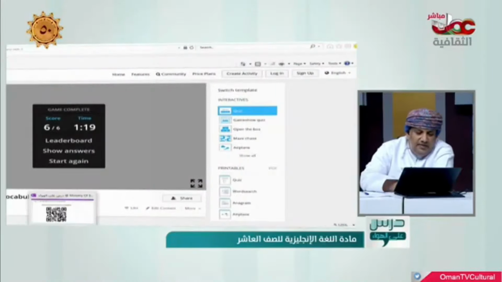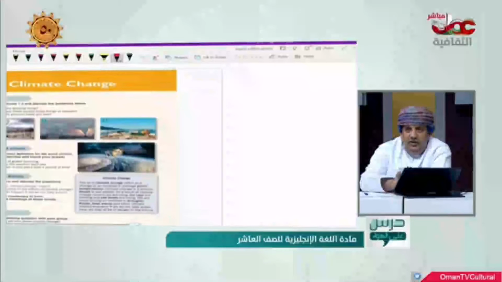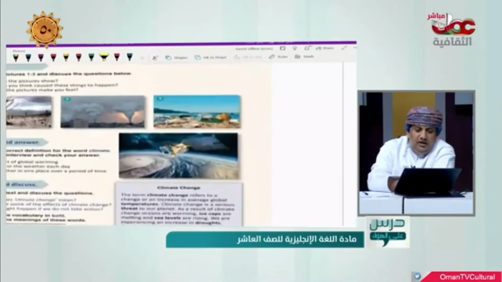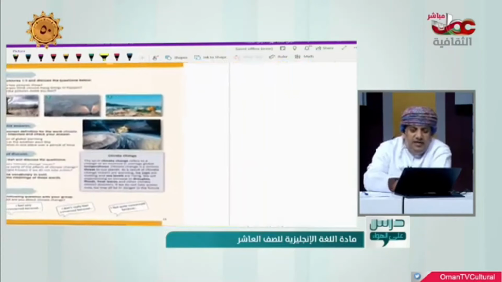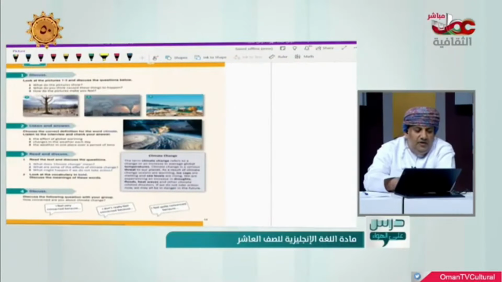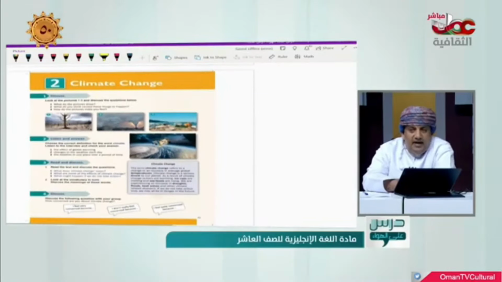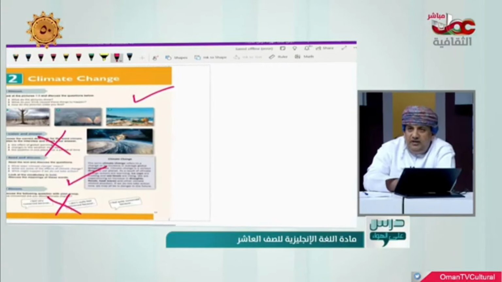So let's return to our lesson. Today we are going to look at your class book, page number 13. As you can see here, we have 4 activities: activity 1, 2, 3, and 4. We are going to have activity 1 and activity 3. We are not going to have activity 2 and activity 4 because they are cancelled.